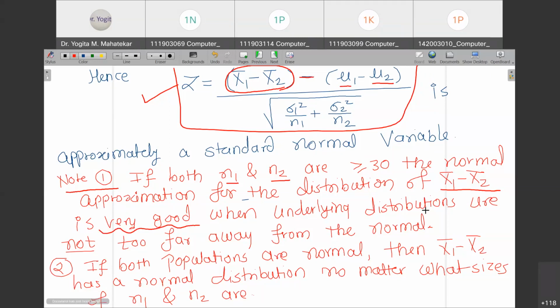When the underlying distributions, meaning your population distributions, are not too far away from the normal. So if your basic distributions are also normal distributions, and at the same time both sample sizes are greater than or equal to 30, you can apply this extended central limit theorem to the difference of means of samples. Second note says that if both populations are normal, then x1 bar minus x2 bar has a normal distribution no matter what sizes of n1 and n2 are there. So if your basic populations are normal populations, meaning their random variable follows a normal distribution curve, then you are independent of whatever your sample sizes are, and you can apply this extension of the central limit theorem to those differences of means. So in these two cases, you can apply.